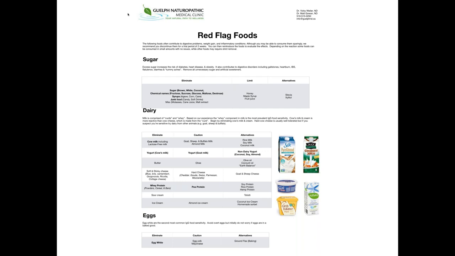So my opinion, dairy is not good for you, period. Okay. Yes, it has macronutrients in it and calcium, all this stuff, but you don't need to be drinking milk.